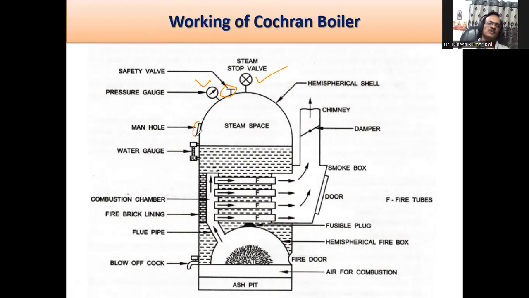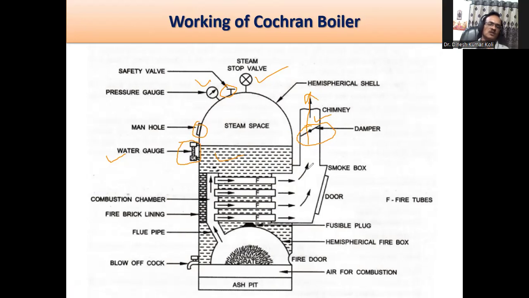There is a provision of the manhole, and it is used when there is a need to service or repair inside the boiler. Here you can see there is a water gauge. The water gauge indicates the water level in the boiler shell. On the right hand side, you can see the chimney with the arrow pointing upward, so the exhaust gases pass through this chimney upward. And there is a door which is called a damper.